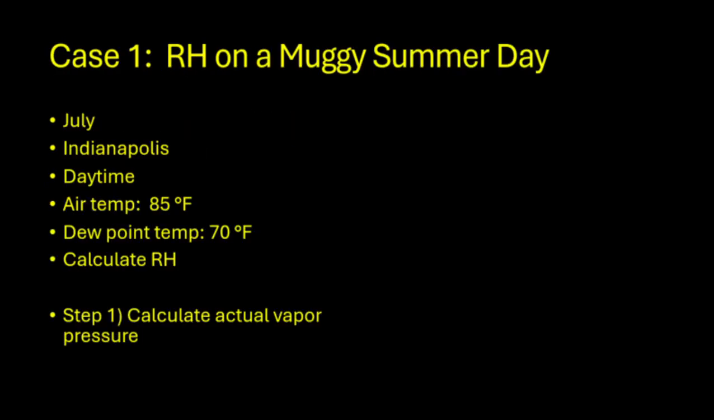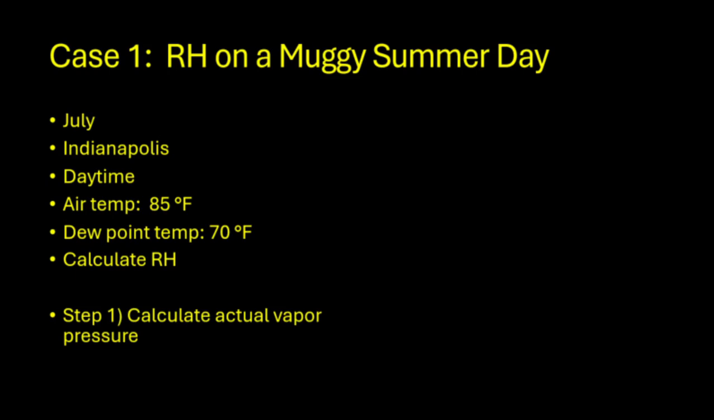Similar to how med students will have to diagnose different cases to figure out what's going on, you, as budding meteorologists, are going to be given different cases and try to figure out what's going on there. So your first case is to figure out the relative humidity on a muggy summer day. Here we are, July, Indianapolis, during the day. Air temperature of 85 degrees with a dew point of 70 degrees Fahrenheit. We need to calculate the relative humidity. Going back to our previous slides, we know that's E over E_S, the actual vapor pressure over the saturated vapor pressure, times 100.